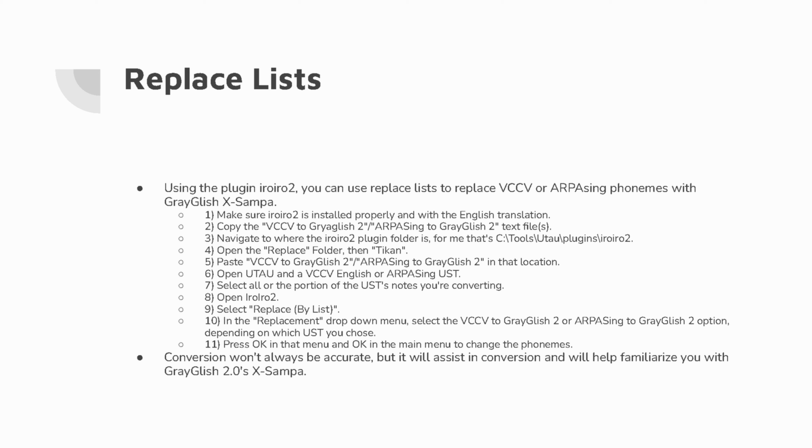And then you're just going to open up Utau, and then whether it's a VCCV English or ARPAsing UST, just open one of those, and then select all or just the portion of the UST's notes you're converting, and then open up Ito 2, select replace by list. In the replacement drop-down menu, select the VCCV to Greyglish 2 or ARPAsing to Greyglish 2 option, depending on what the UST you originally loaded in was, and then press OK in that menu and OK in the main menu to change the phonemes. Now, conversion isn't always going to be accurate, but it does assist in conversion. It'll help you familiarize yourself with the X-SAMPA, and it'll cut down on having to manually adjust these all yourself.